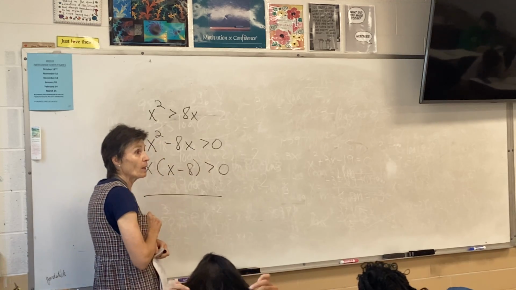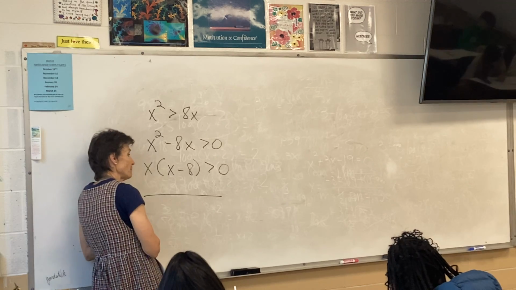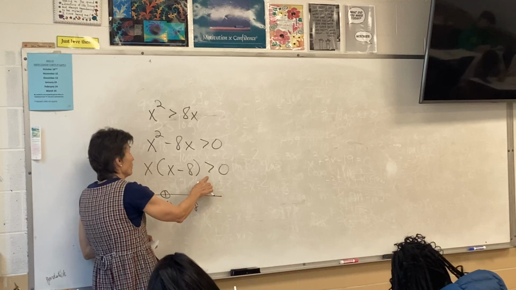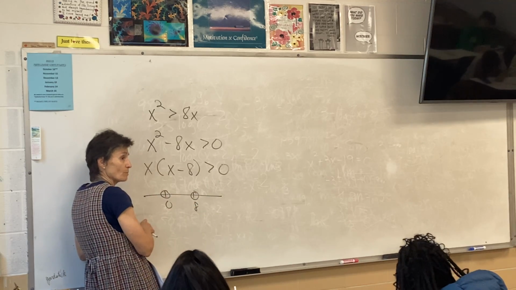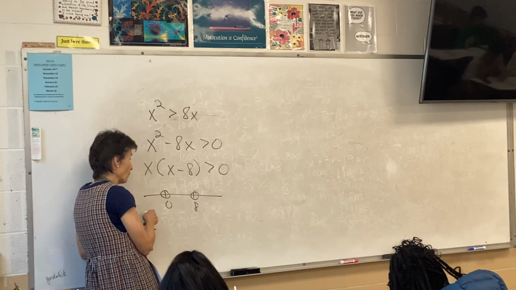Then I can go to my number line. Where will my dots be on my number line? At 0 and 8. They will both be open dots. Remember, when there's a plain X, it's a 0, right? Now what do?